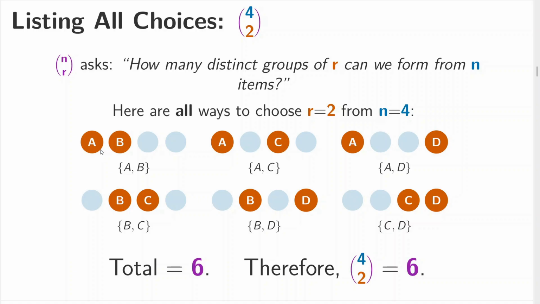We could pair A with B, we could pair A with C, we could pair A with D. Moving on, we could pair B with C or B with D. Finally, we could pair C with D. If we count them all up, we see there is a total of 6 distinct pairs. Therefore, we can confidently conclude that 4 choose 2 equals exactly 6.